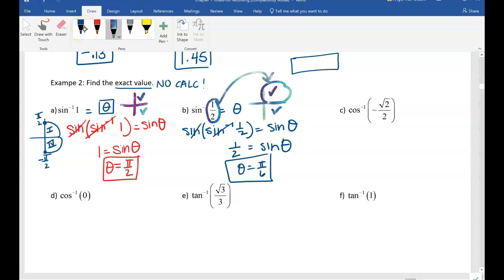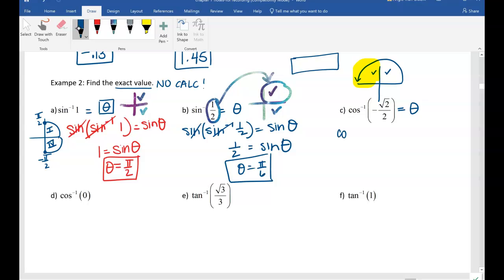Now on letter C, it's slightly different. Cosine inverse is restricted from 0 to pi, so quads 1 and 2. Now this is a negative ratio of rad 2 over 2, so you know your answer must come from quad 2, because in quad 2 that's when x is negative. So let's just pretend that we don't know what that answer is. If you know the answer, even better, just write it down and move on to the next question.